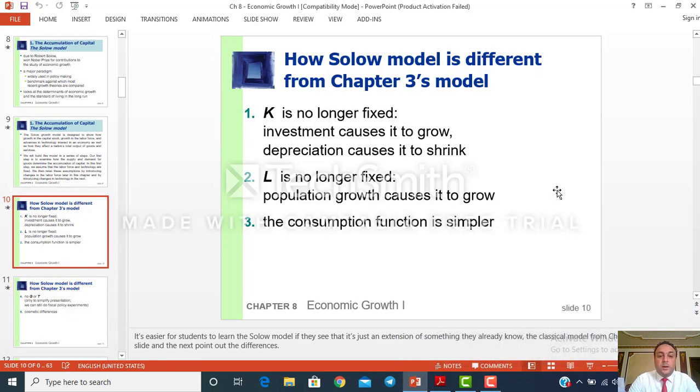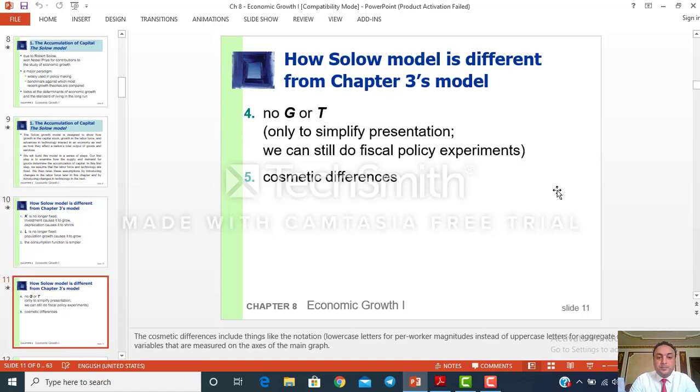So, how is the Solow model different from the model we studied in chapter 3? Now the capital is no longer fixed, as the investment causes it to grow and depreciation causes it to shrink. Also, the labor is no longer fixed, as the population growth causes it to grow, and the consumption function is more simple. Also, we don't have government spending or taxes, only to simplify the presentation; we can still do fiscal policy experiments.